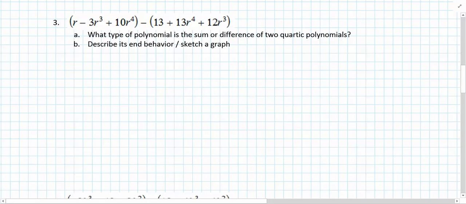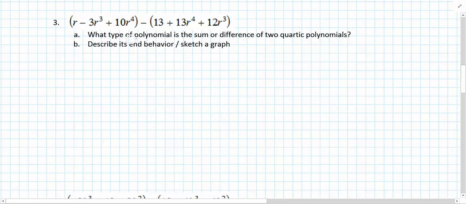Try to answer these two questions before combining like terms in this particular example. Question number one, or part A, what type of polynomial is the sum or difference of two quartic polynomials? In this case, we have two quartic trinomials. These are both quartic trinomials, and we're subtracting them, so we're looking for the difference in this case. But this result would also be very similar to a sum. The mathematics is essentially the same as the difference. Instead of subtracting, we would be adding.